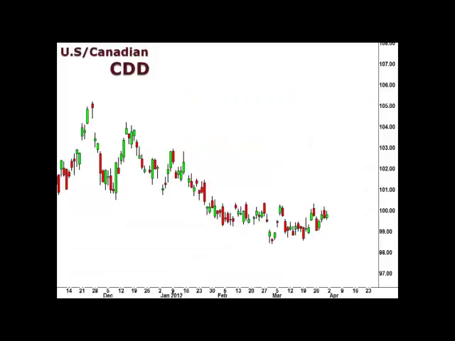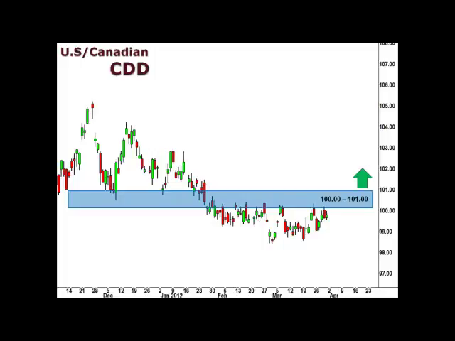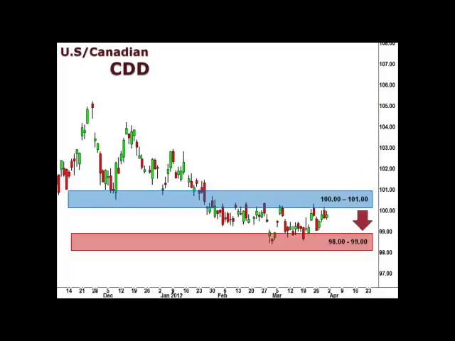Let's take a look at the CDD, the U.S. versus the Canadian dollar. Well, the CDD continues to consolidate above the previous downtrend line. A break above 100 should signal a move higher. 98.99 remains a strong support to any move to the downside.